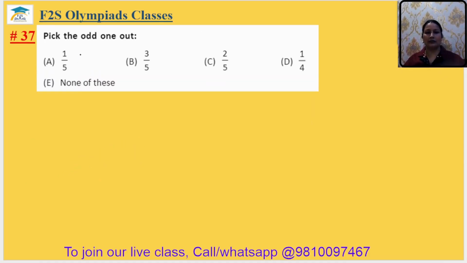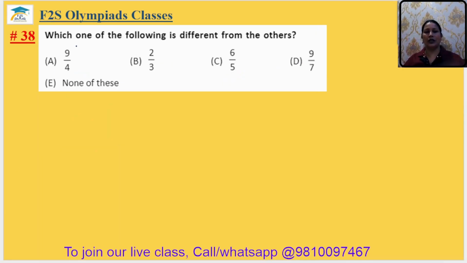Question number 37. Pick the odd one out. It is 1 by 5, 3 by 5, 2 by 5. All the denominators are same. All the fractions are like, but it is 1 by 4. It is the odd one out because it is unlike with respect to these fractions. That's why 37th answer is option D.